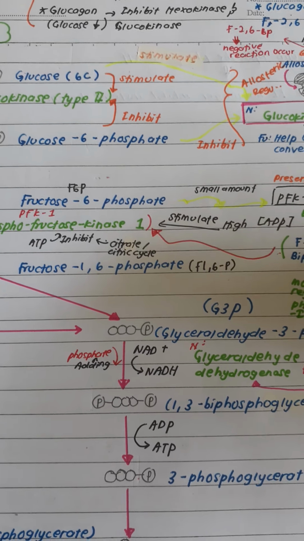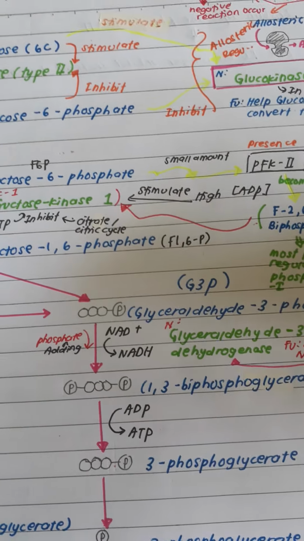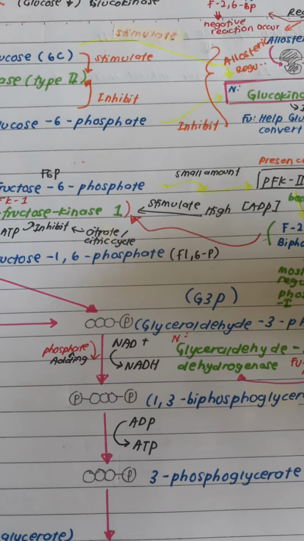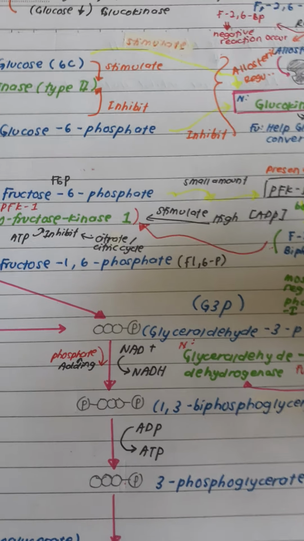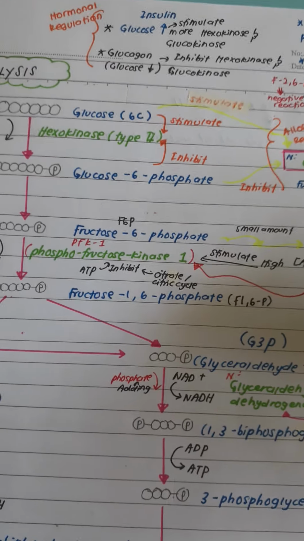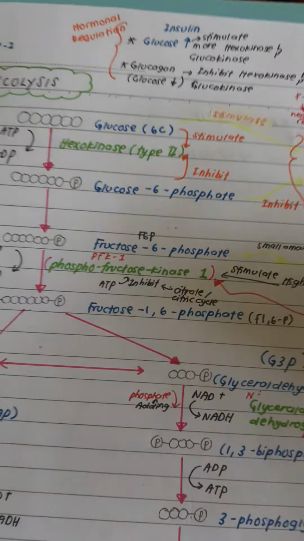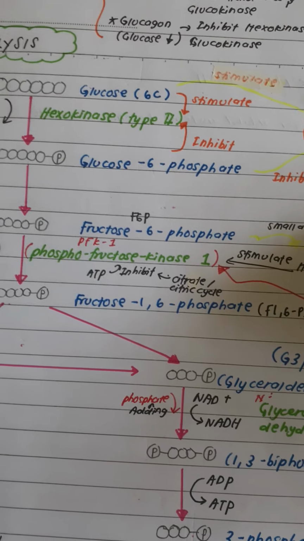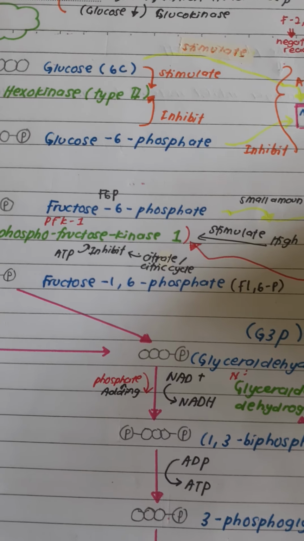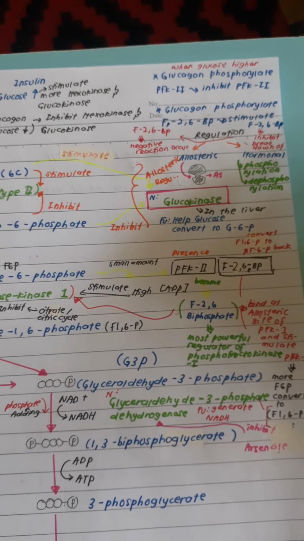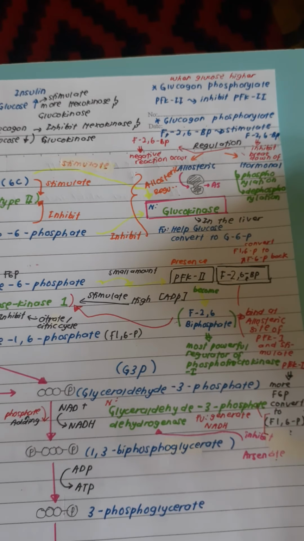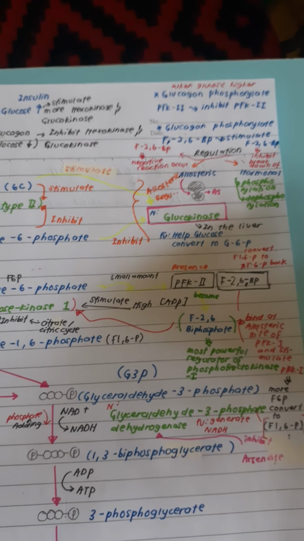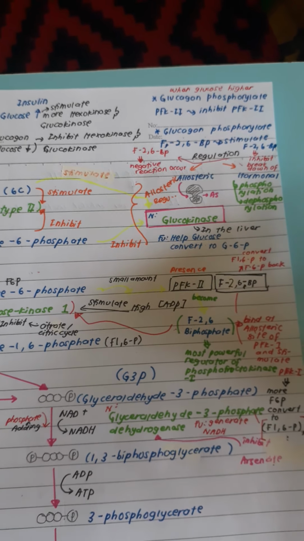This fructose 2,6-biphosphate binds at the allosteric site of phosphofructokinase 1 and stimulates phosphofructokinase 1. The fructose 2,6-biphosphate that binds at the allosteric site helps to convert more fructose 6-phosphate to fructose 1,6-phosphate.